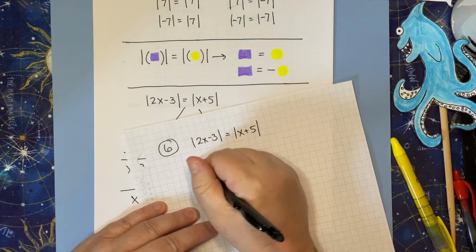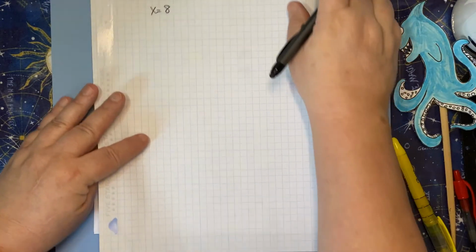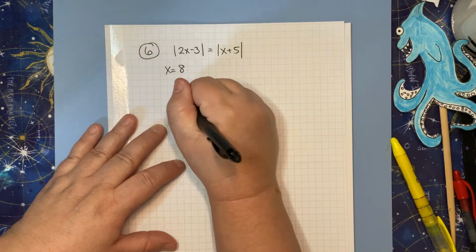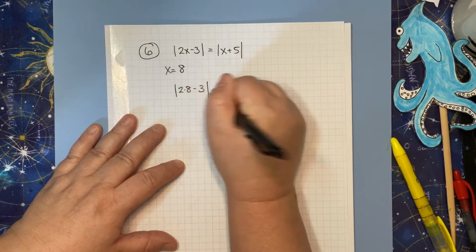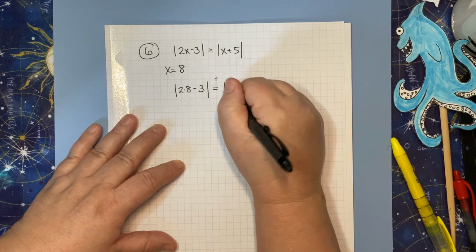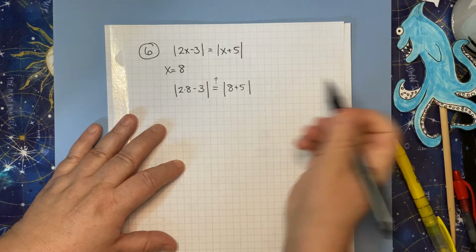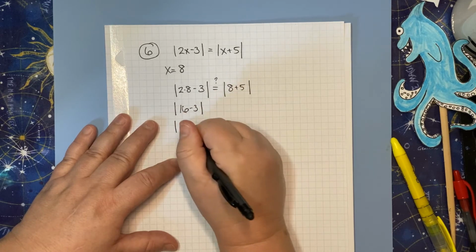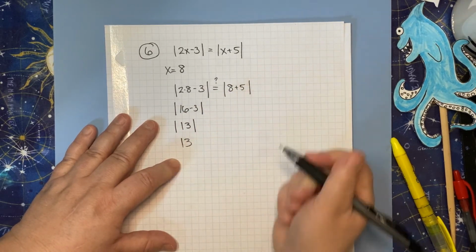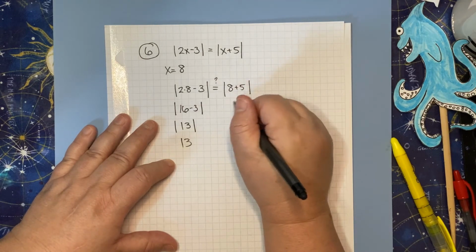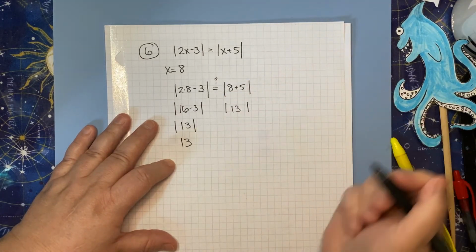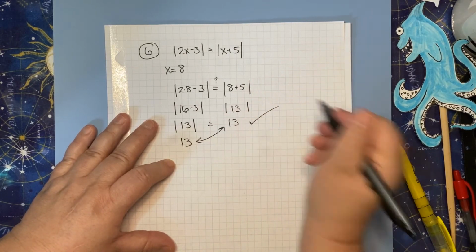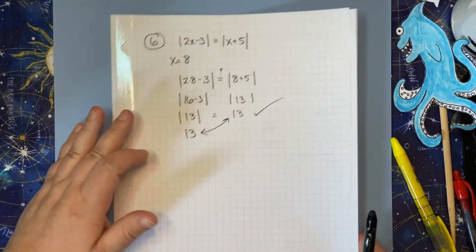Okay, let's try it. So x equals 8. Not too bad. I'm going to plug 8 in on the left. I've got 2 times 8 minus 3. Does that, in absolute value, equal the absolute value of 8 plus 5? So I've got the absolute value of 16 minus 3. That's the absolute value of 13, which is 13. So far, so good. Over here, 8 plus 5 inside the absolute value is the absolute value of 13, which is 13. Oh my goodness. They're equal. Woohoo. That check was pretty straightforward.